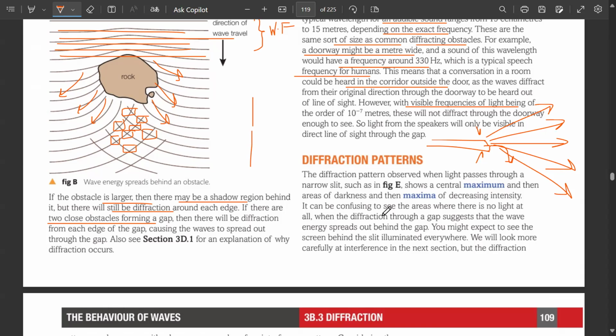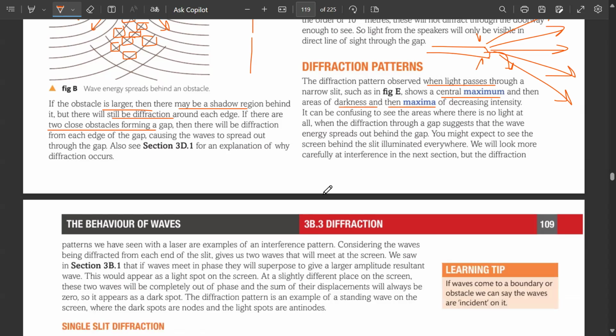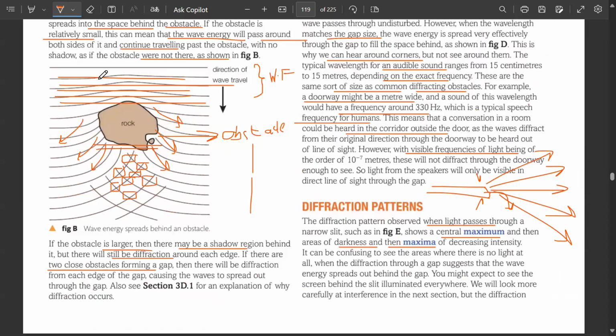So the diffraction pattern observed when light passes through a narrow slit shows a central maximum and then an area of darkness and then maximum again. Waves diffract after they have passed an obstacle or when they have passed through a gap. Either it's an obstacle or it's a gap. Now, this was a single wave, but now they have become two, and now they are interfering as well at different points.